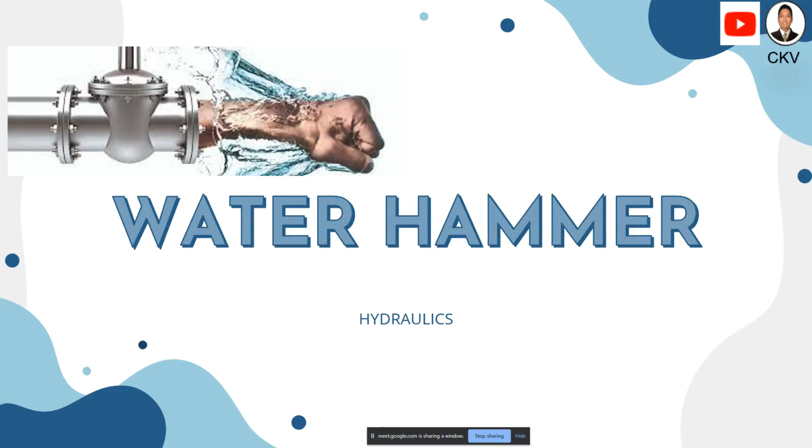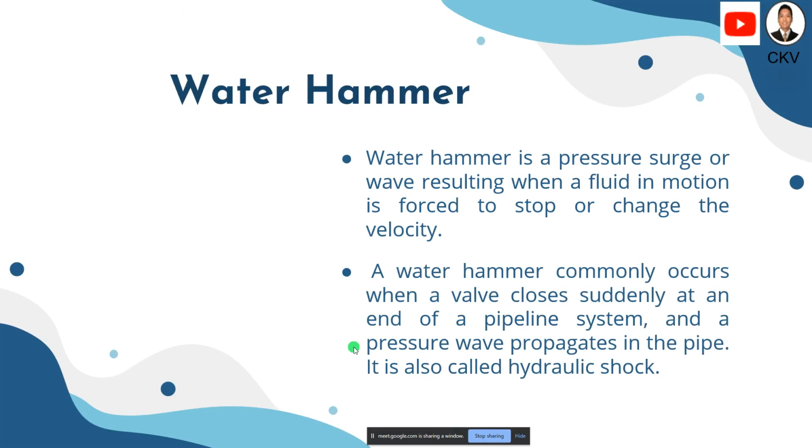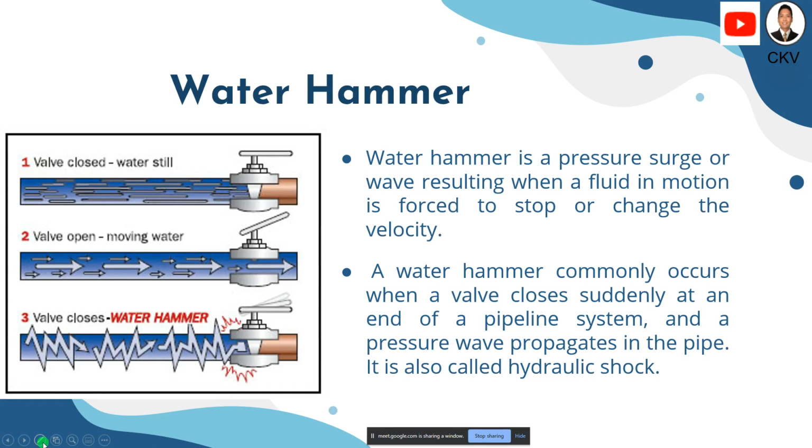So in this lecture, we will be discussing water hammer. So what is a water hammer? Water hammer is a pressure surge or wave resulting when a fluid in motion is forced to stop or change its velocity. A water hammer commonly occurs when a valve closes suddenly at the end of a pipeline system and a pressure wave propagates in the pipe, which is also called hydraulic shock.